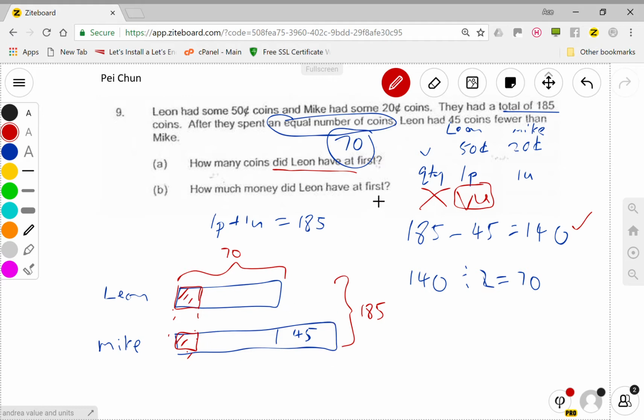Sometimes it's like that. At first you do this and it doesn't make sense, like we are going nowhere, and then we just try. The tricky part is this: they spend an equal number of coins, so the difference should be the same. This is what we call a difference unchanged type of question, because the difference of 45 shouldn't change before or after.